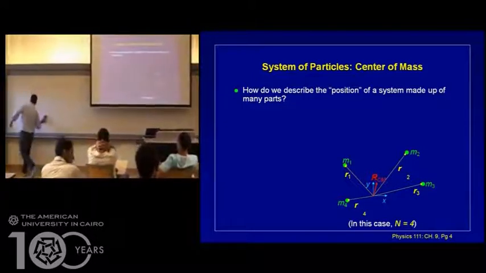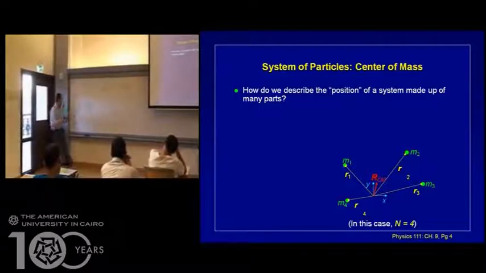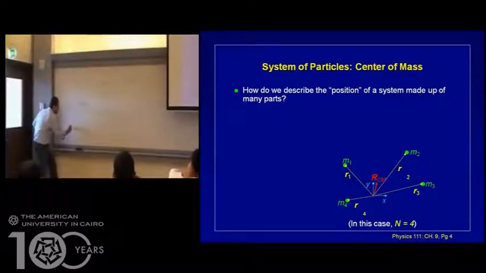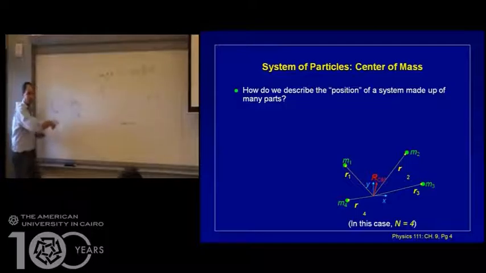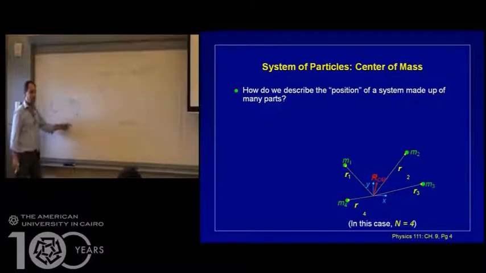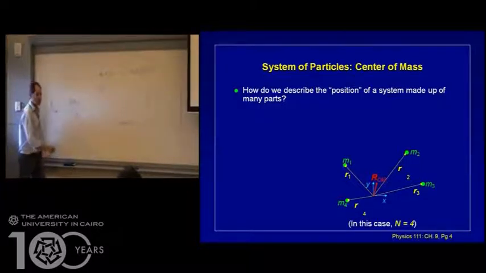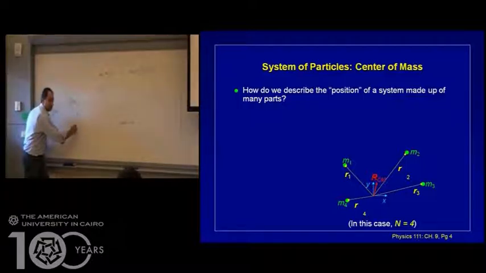For our classroom, you have to calculate the x position of the center of mass and the y position of the center of mass. And the y position, can anyone tell me what the equation will be? It's going to be the summation of m_i y_i divided by the sum of all masses.